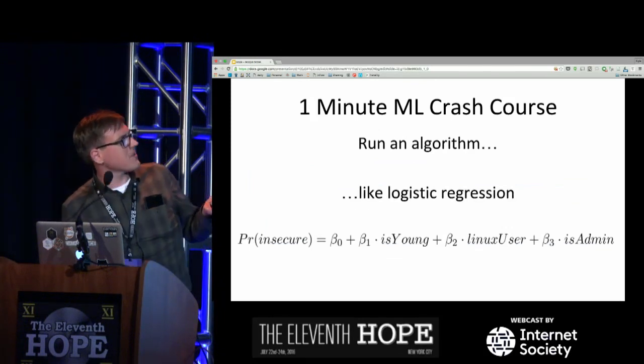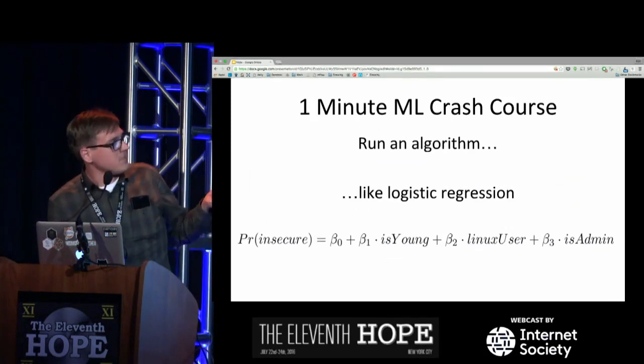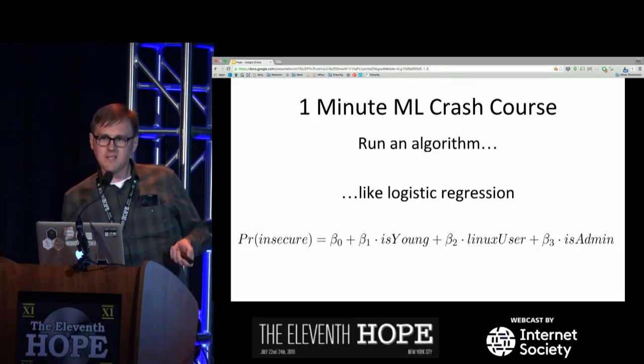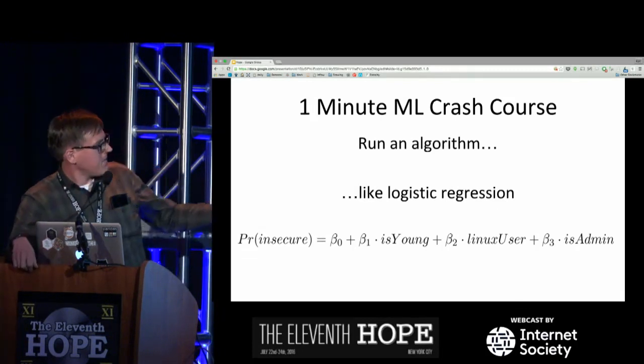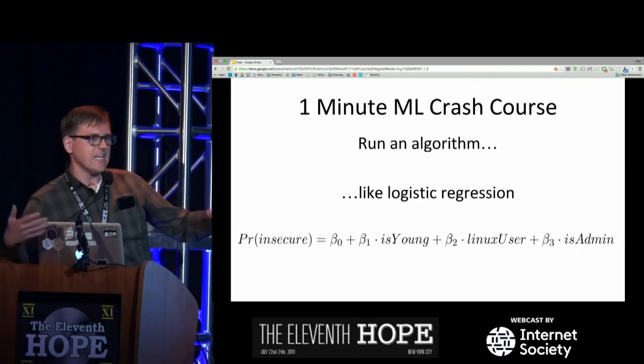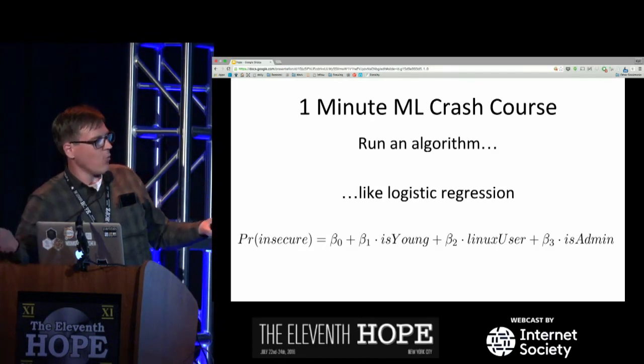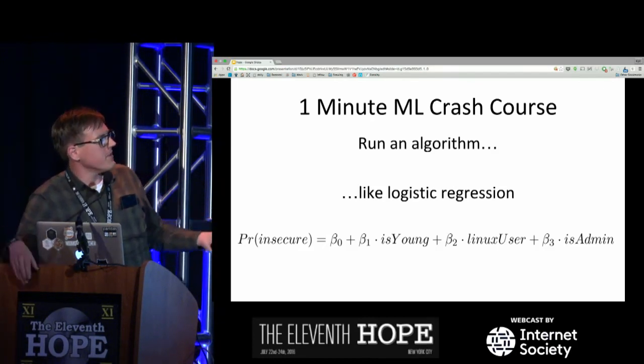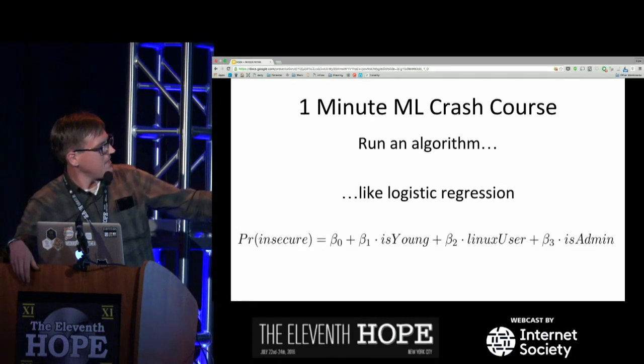So if you've done all that sort of cleanup, what do you do next? You run an algorithm, something like logistic regression. Basic idea here is if the probability of being insecure is a composition of all the variables, you notice here I took out age and I just turned it into this Boolean is young or not, which I guess is maybe 1 if you're, let's say, under 25, 0 if not. And the objective is to find the optimal weights of these values.